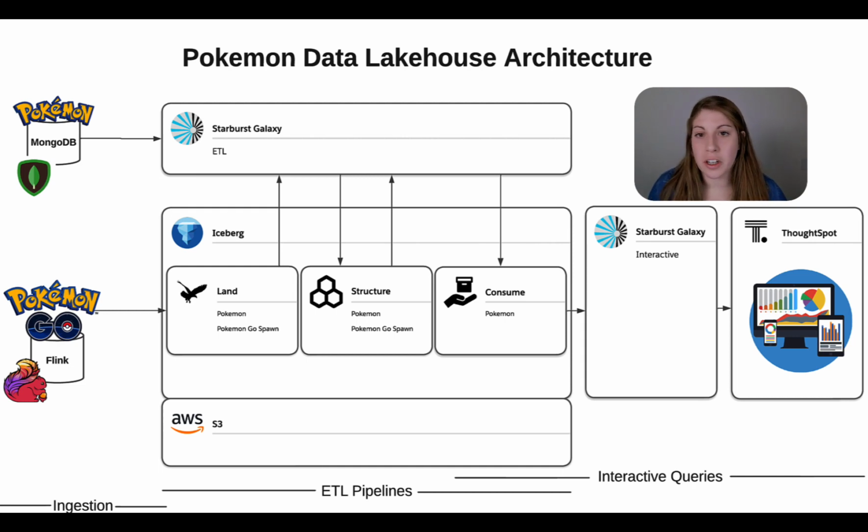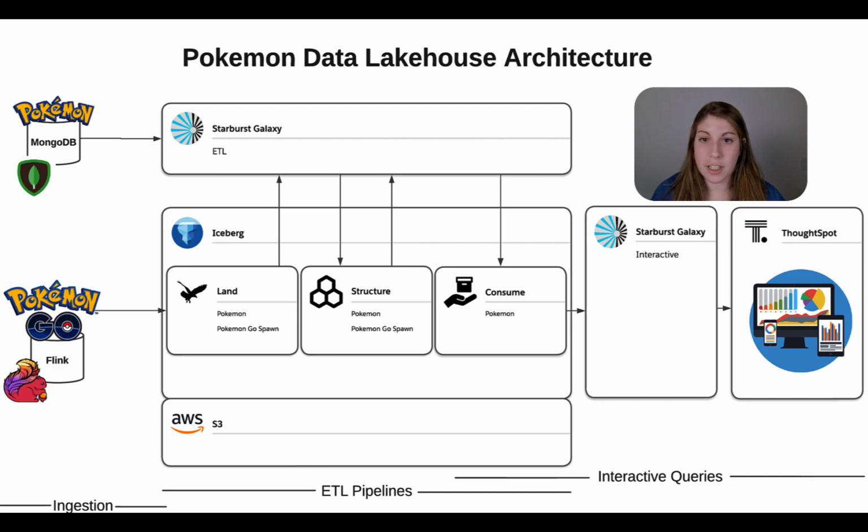Essentially, to make any sort of meaningful information out of the data, we have to combine the two together: the geolocation data with the Pokédex data located in MongoDB. To do this, we're going to build out a reporting structure in our data lake using Starburst Galaxy. First, we're going to use Starburst Galaxy to read the data that's in the land layer. We're then going to build out the structure layer and clean and optimize that data into more structured tables, better file formats, etc.